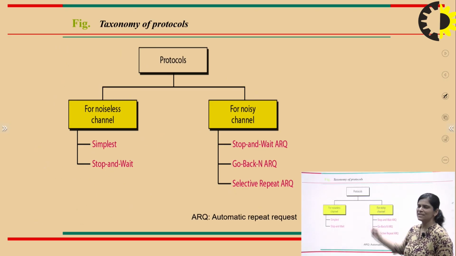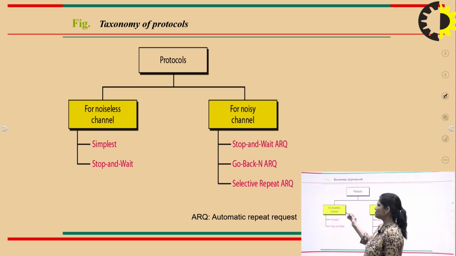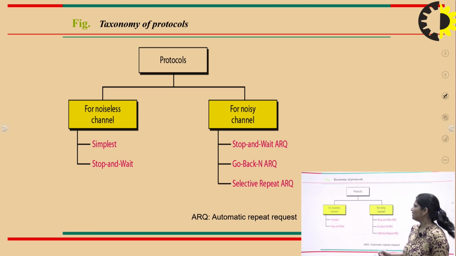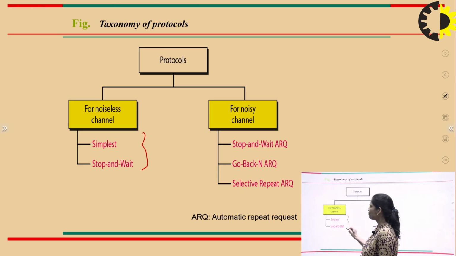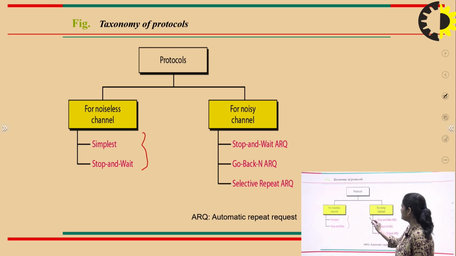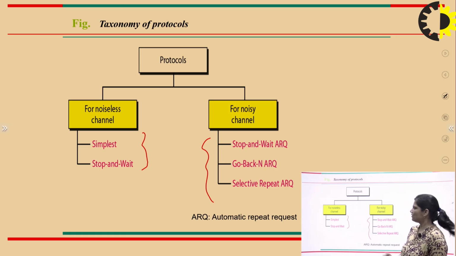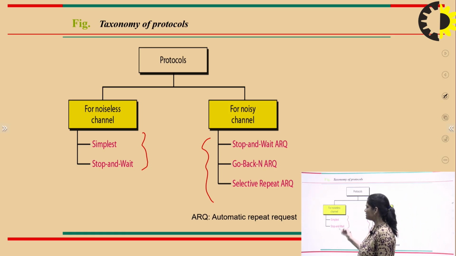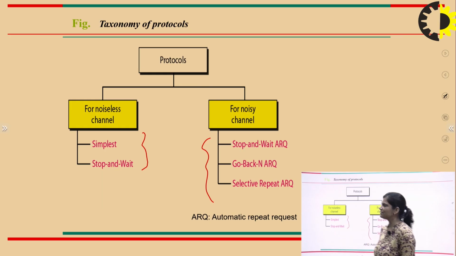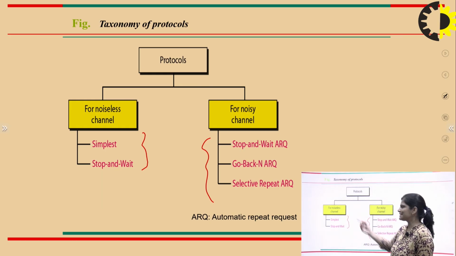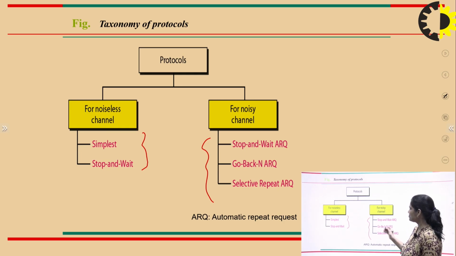Now there are two types of protocols: noiseless channel and noisy channel. This is the classification. The simplest method and the stop and wait method come in the category of noiseless channel, and these three come in noisy channel: stop and wait ARQ, where ARQ stands for automatic repeat request, go back N ARQ, and selective repeat ARQ. So these are the classifications for noisy channel.